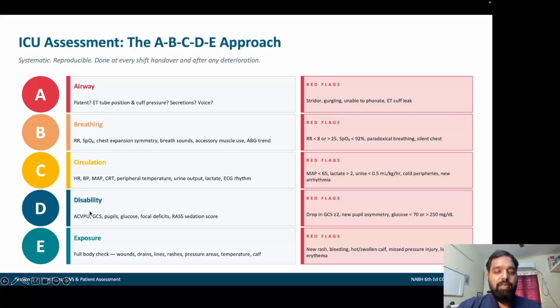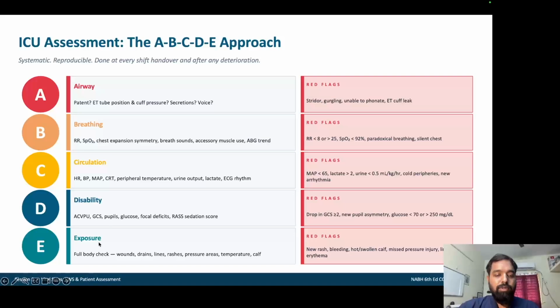Regarding disability: ACVPU or GCS, pupils, glucose, focal deficits, and RASS sedation score. A drop in GCS of 2 or more, new pupillary asymmetry, or glucose less than 70 or more than 250 are red flags for disability.